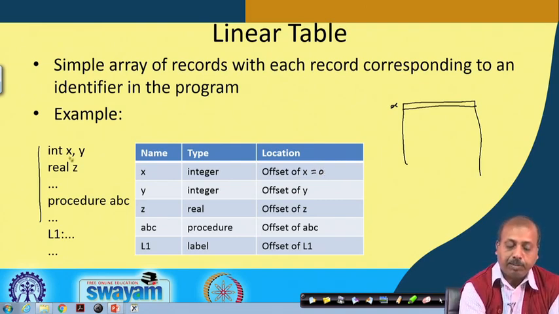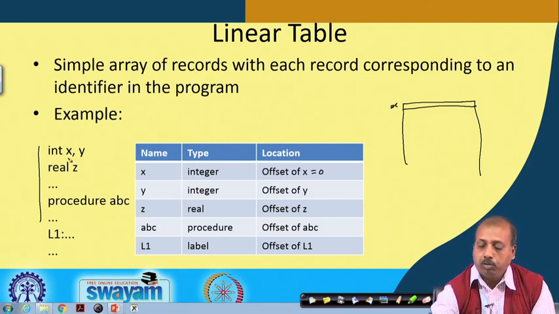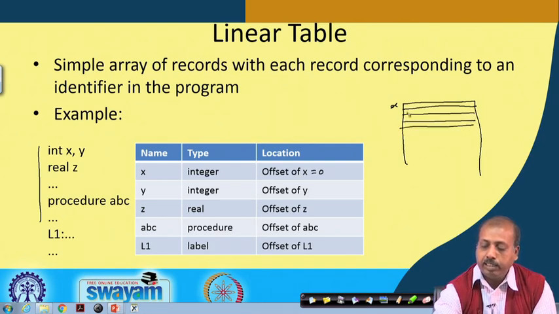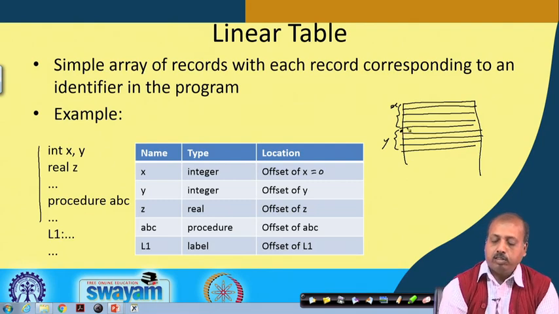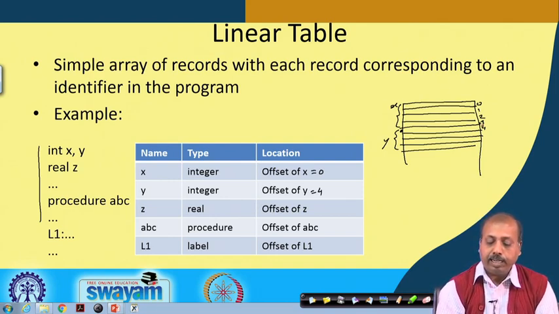Then after that we have integer y. Assuming that these integers are 4 bytes long, these 4 bytes will be reserved for x, and the next 4 bytes will store the y value. So y's offset is equal to 4. If you look in terms of byte offset, it is 0, 1, 2, 3 and then y starts at 4. So the offset of y is 4.